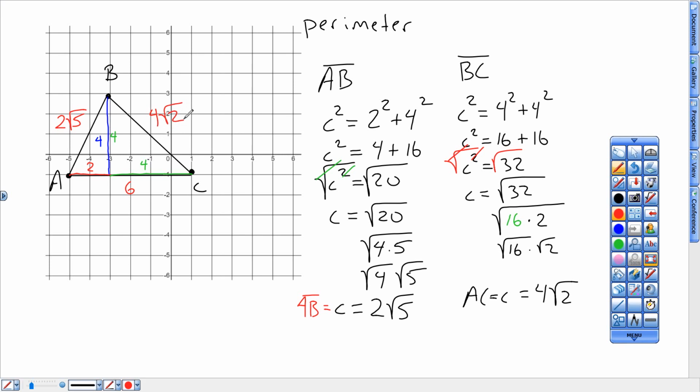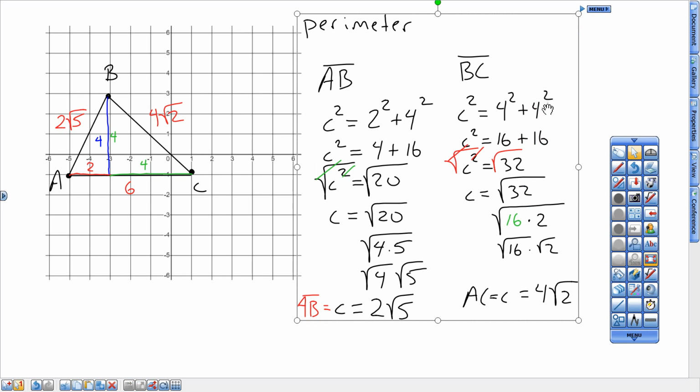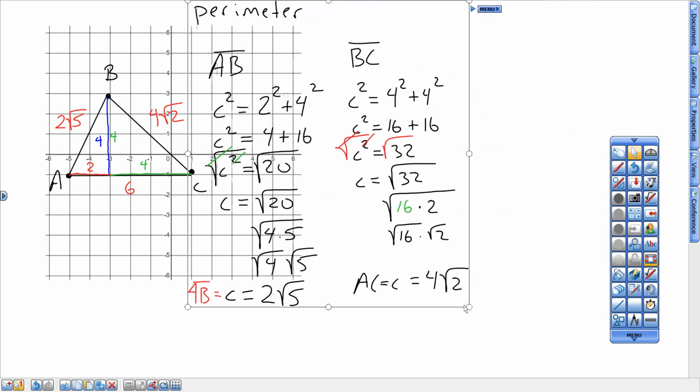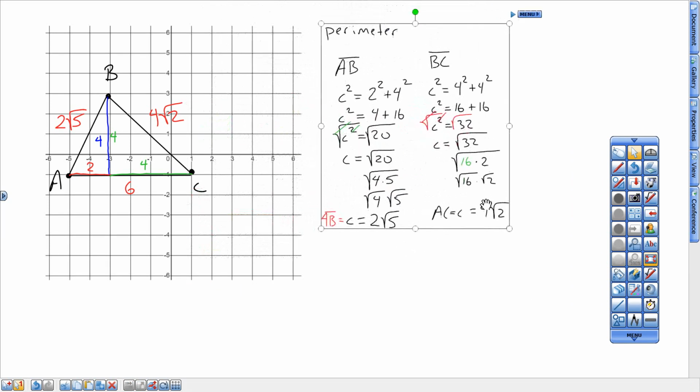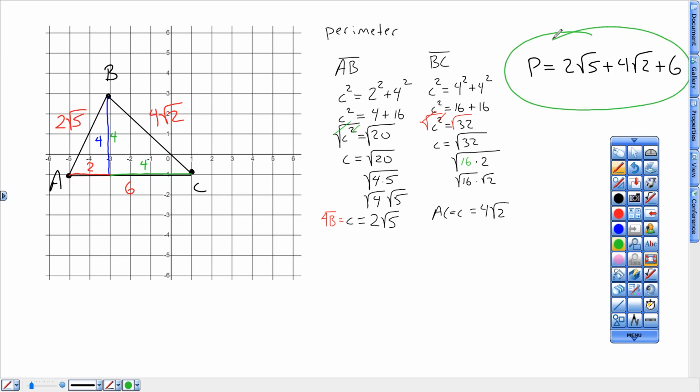If I'm finding the perimeter of this, I'm going to add up all those lengths. But remember, I can't add unlike terms. So for this one, I might be a little out of luck. Let's group this here. All right, perimeter would be now adding all 3 sides. So I got P, perimeter, equals 2 root 5 plus 4 root 2 plus that length 6, and algebraically I cannot go any further. That's as far as I could go. I cannot simplify that anymore.